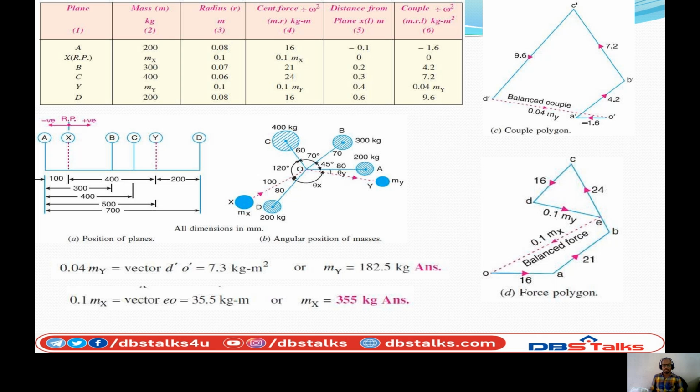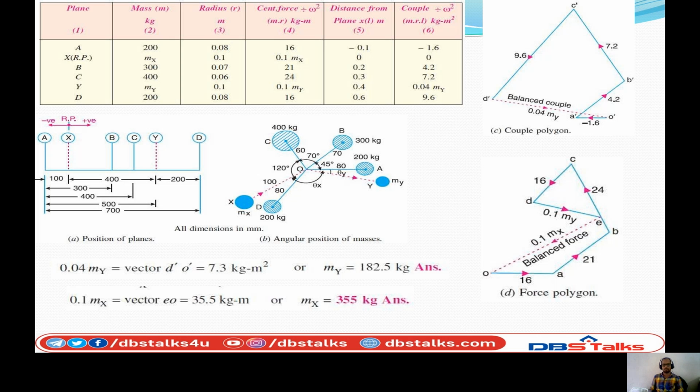Again we have to go for the couple polygon. These two diagrams will be kept aside on a single page only, so that we can find the values in an easier manner. So draw a couple diagram. Then we have to consider the couple values. How many couple values are there? Only 1, 2, 3, 4, 5, not 6. Here one value was 0. So we have to construct the couple polygon.